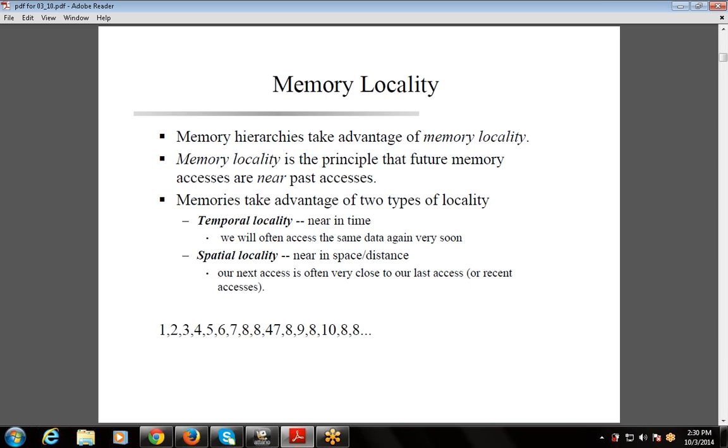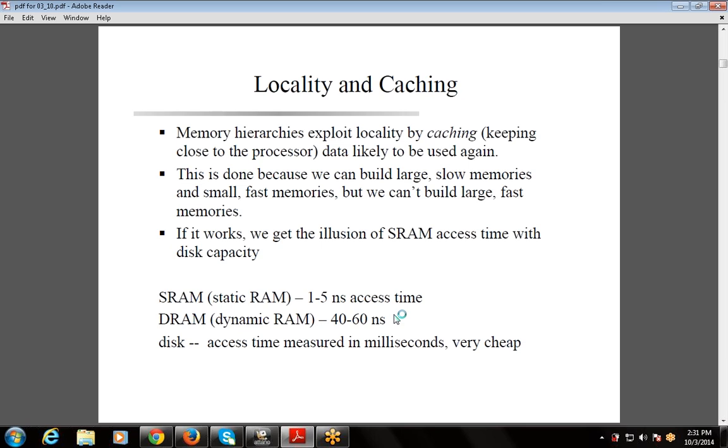And this takes advantage of 2 types of locality. One is temporal locality, that is near in time. The other is spatial locality, that is near in space or distance. Then locality and caching. So the memory hierarchy exploits locality by caching, that is, it exploits the locality concept by using caching, keeping data likely to be used again closer to the CPU.